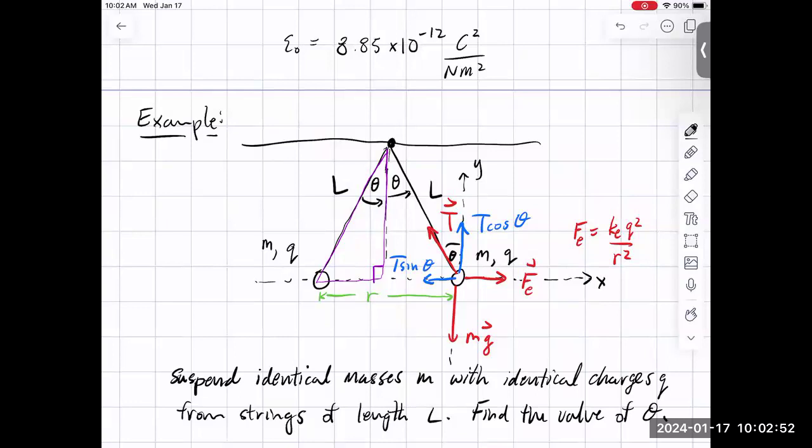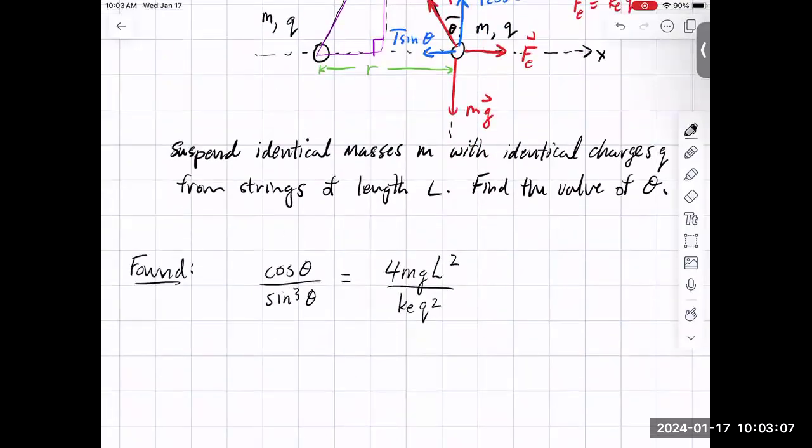Along the y direction, we could do an analysis. The net force in the y direction would be 0. That led us to an expression for the tension. And then when we do the x analysis, that led to a second expression. And we ultimately ended up with this funny thing where cos theta over sine cubed theta was equal to all this stuff on the right, 4mg L squared divided by Coulomb's constant and the square of the charge.